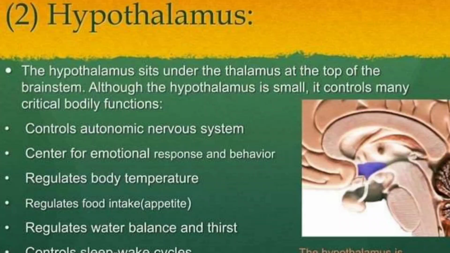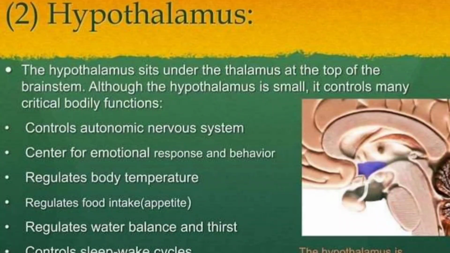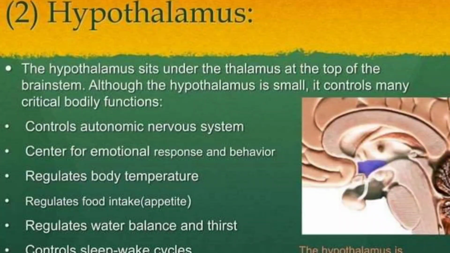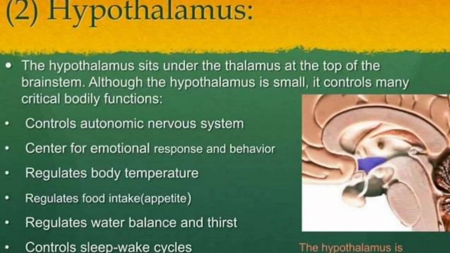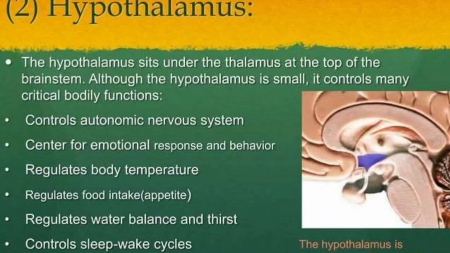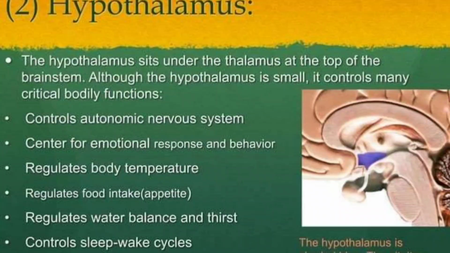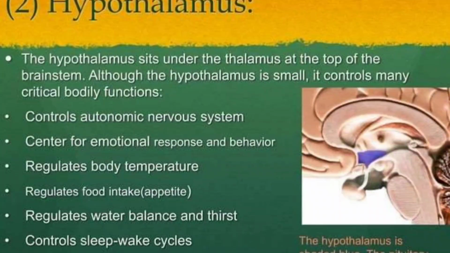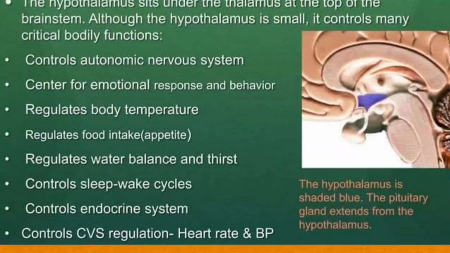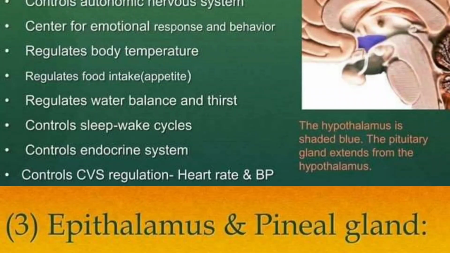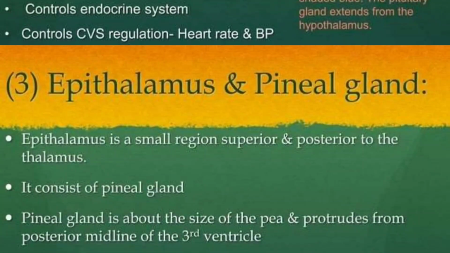Hypothalamus. The hypothalamus sits under the thalamus at the top of the brainstem. Although the hypothalamus is small, it controls many critical bodily functions. It controls the autonomic nervous system, is the center for emotional response and behavior, regulates body temperature, food intake, water balance and thirst, controls sleep-wake cycles, controls the endocrine system, and regulates heart rate and blood pressure.